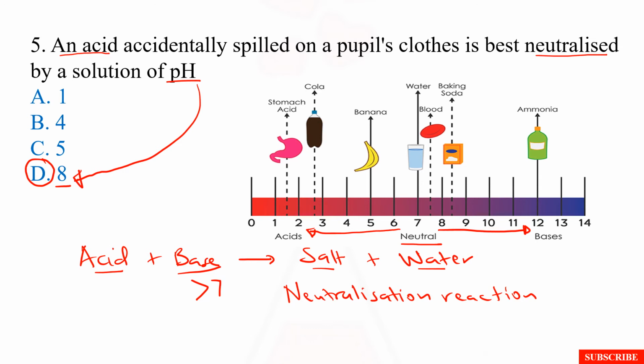So this helps you to know that the pH of a base is always greater than 7, while for acids it will always be below 7. That's why D is our only correct option, which is D.